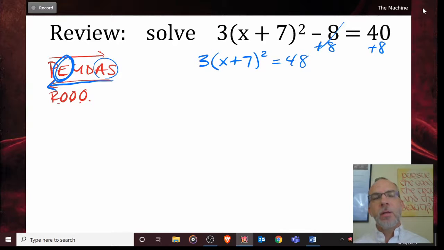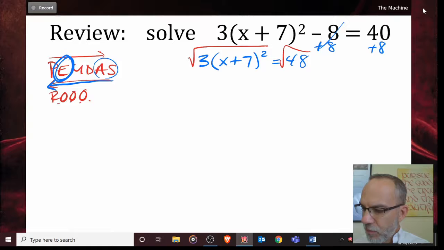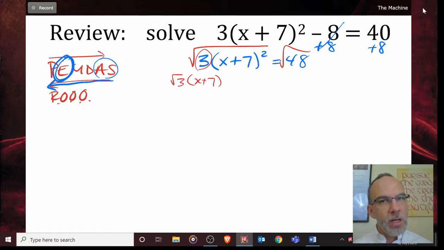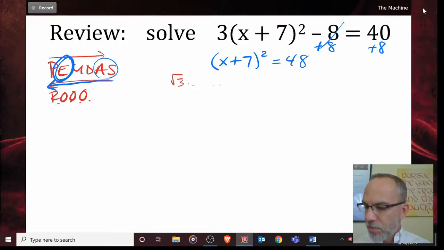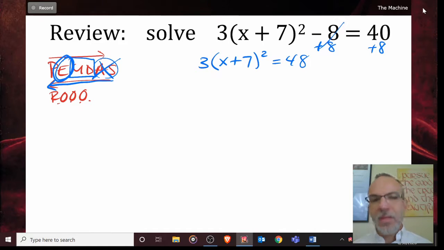Okay, now what? Don't square root. Because if you square root both sides at this point, you've got to take care of the square root of that 3 in there. So you're going to have the square root of 3 times x plus 7. That's not helpful. Be patient, grasshopper. So after I've done the add and subtract, I need to take care of anything being multiplied into the group, or anything that divides the group. In this case, I've got the 3 that's multiplied in. So how do I undo multiply by 3?